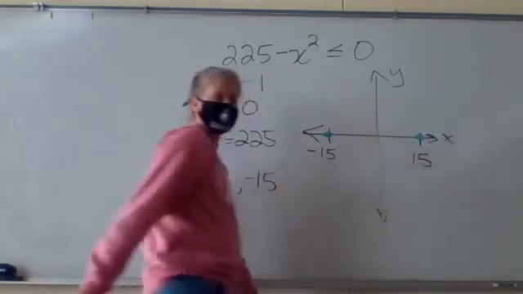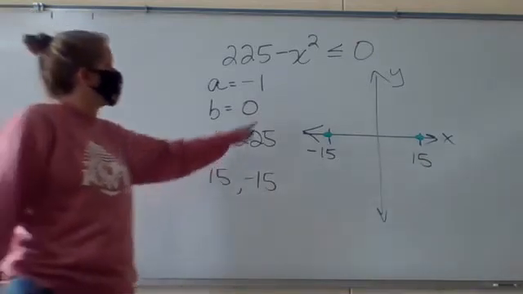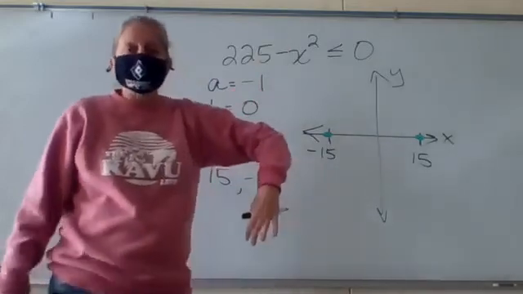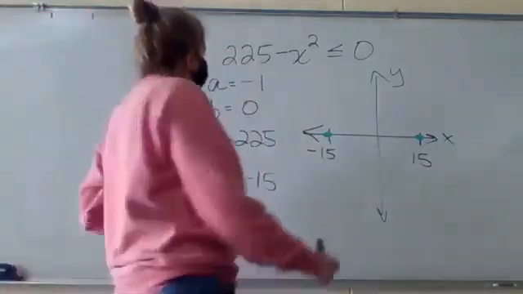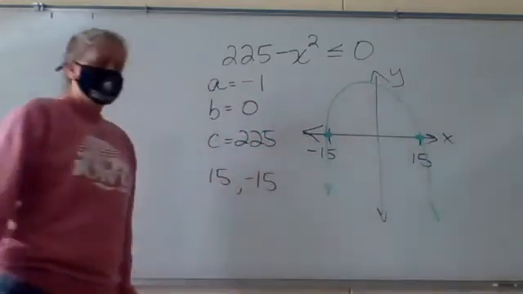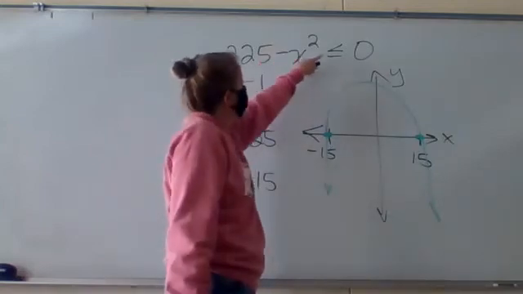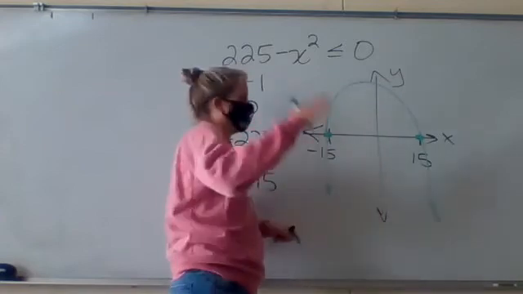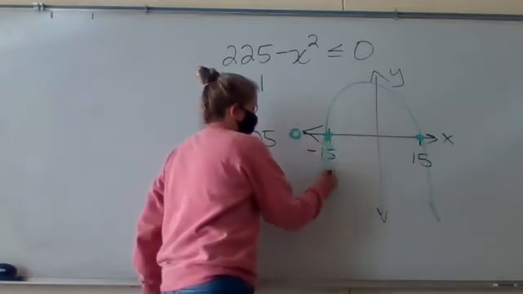What's happening with this parabola though? Look at your x squared. What does this do to the parabola? Flips it upside down, which is going to be important here. If it flips it upside down, it's an upside down U. What does it want to know? Where is this graph less than or equal to 0? Well, less than 0 is below it, right? If this is 0 and I'm less than it, I want to know where it's below it.